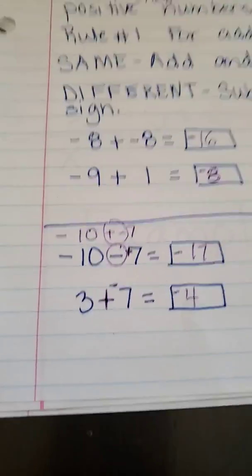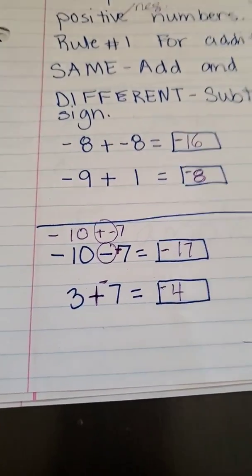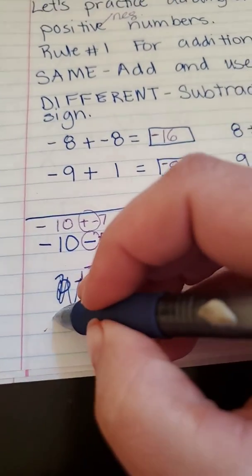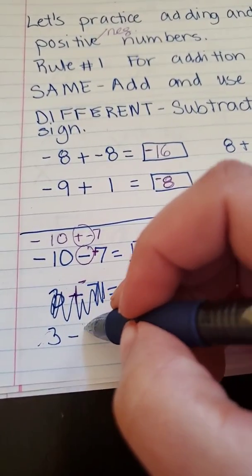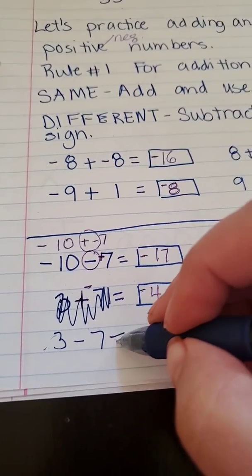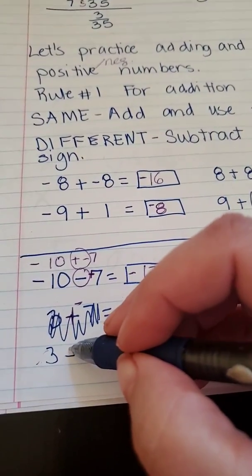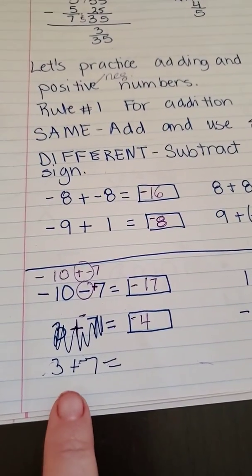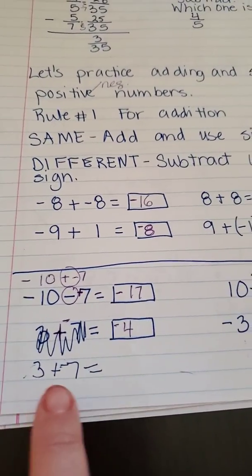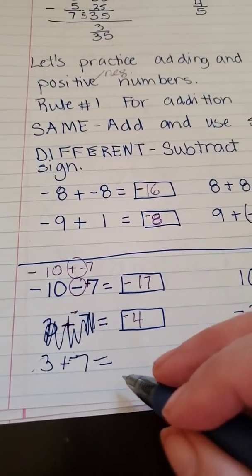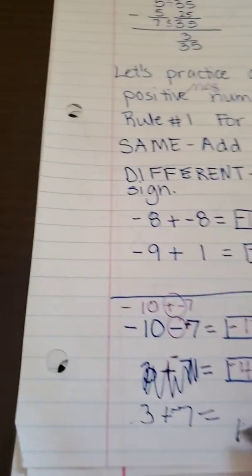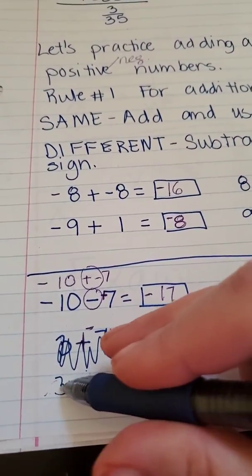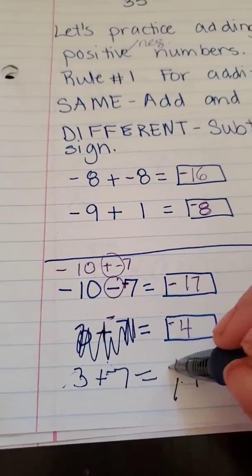On this one, I already switched it because I did this earlier, so let's do a different problem there. Let's do 3 take away 7 equals. So I'm going to change this minus to a plus. So now I have 3 plus -7. Signs are different, so I know I need to subtract. 7 minus 3 is 4. And then 7 is bigger than 3, so it's -4.